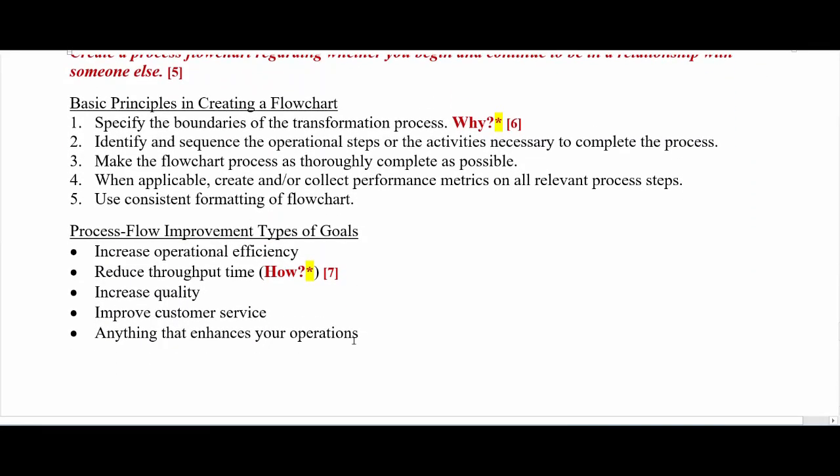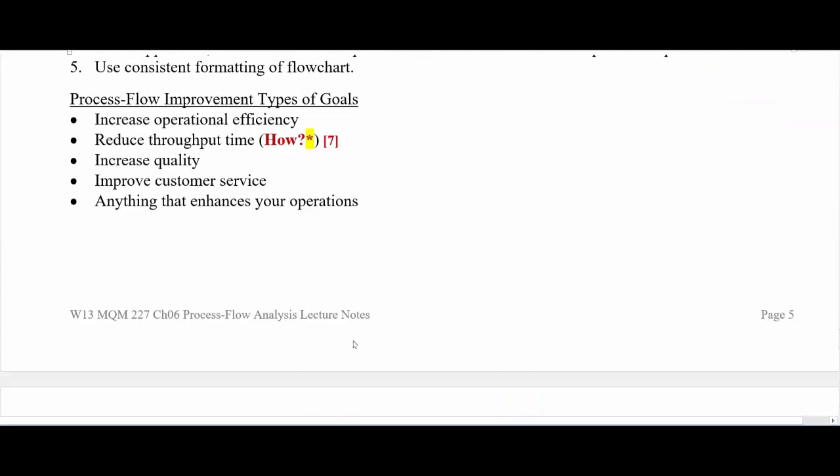Process flow improvement types by goal. You can reduce throughput time, the time it takes for a product or a service to process through the facility. Okay, starts, ends. And the faster you can process it, theoretically, the less money you have tied up in inventory and people paying people, and the more quickly, hopefully, you'll be paid. So you reduce throughput time. How? Because you're eliminating unnecessary steps in the process so you can finish sooner.